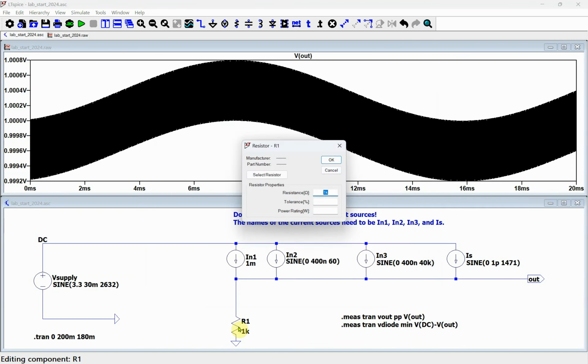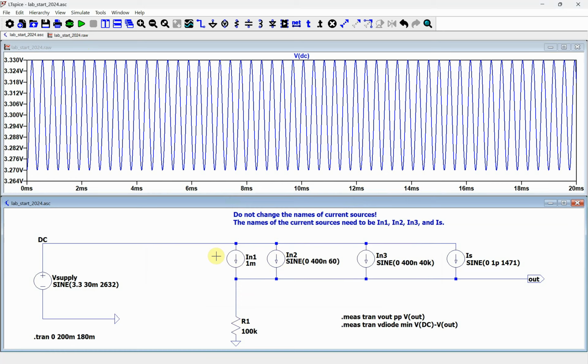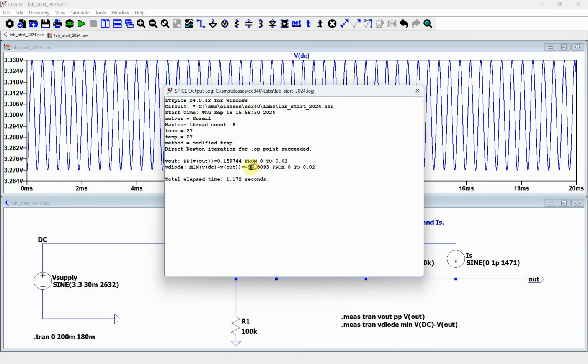But you see, if we were to come in here and put in 100K and run that, the voltage at this point is now centered at 100 volts. This voltage here is right around 3.3. So now this is negative 96 volts. Well, that's definitely less than the 0.5, so you would have missed that specification. And that's how these work.